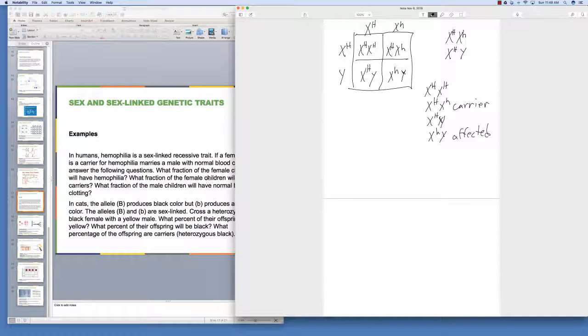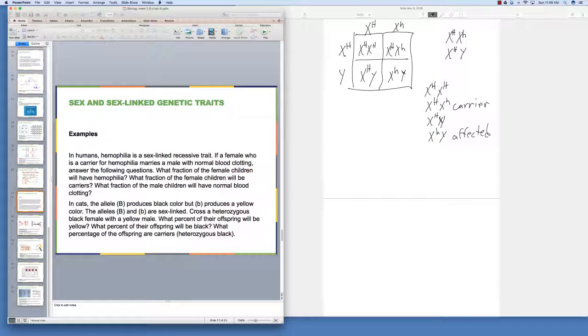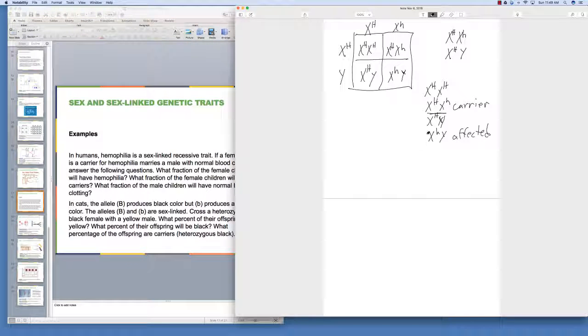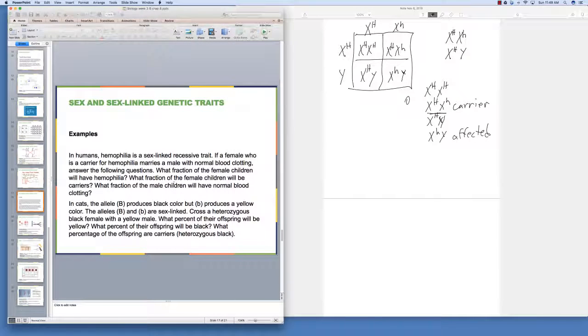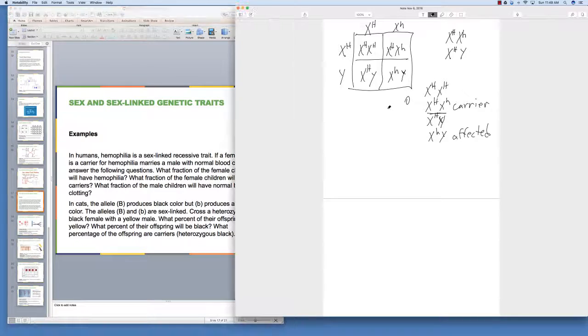So the first question is what fraction of female children will actually have hemophilia? Well, here are your two female children right here, and neither of them will have the disease, so the answer is 0. The second question is what fraction of the female children will be carriers? Well, out of the two, there'll be one carrier, so 1 out of 2, or 50%, will be carriers. What fraction of the male children will have normal clotting? 1 out of 2 again. So 1 out of 2 will be normal males, and 1 out of 2 will be affected males.